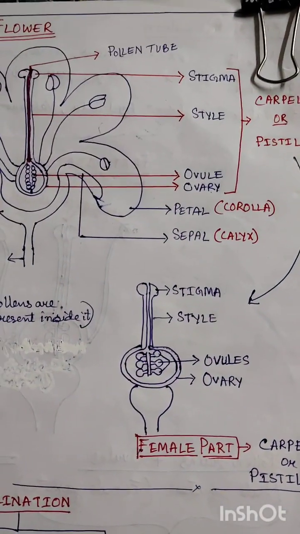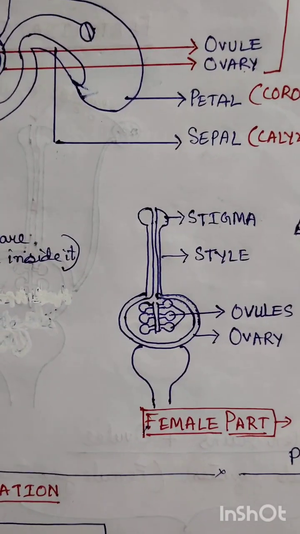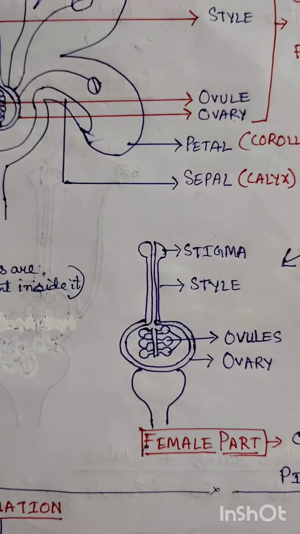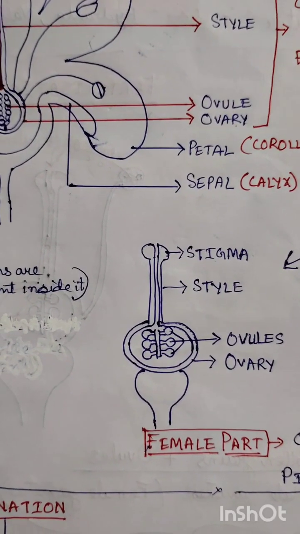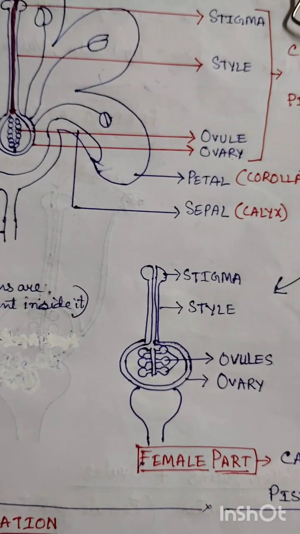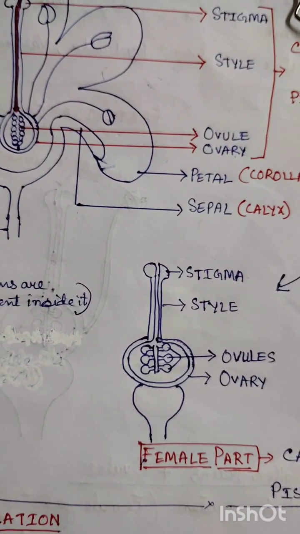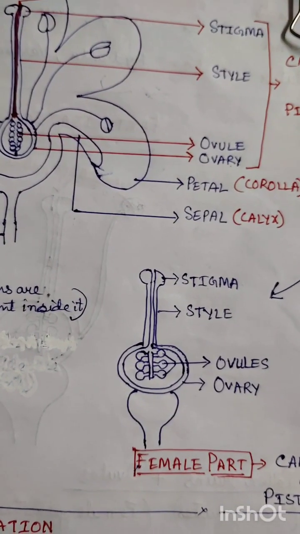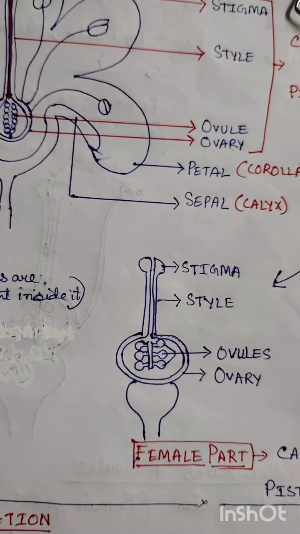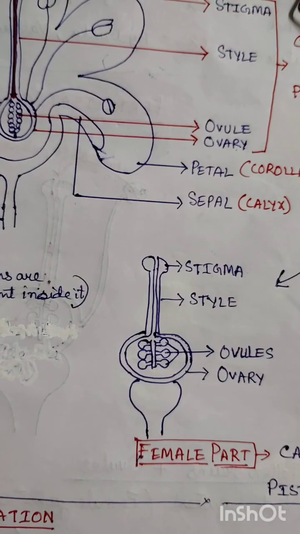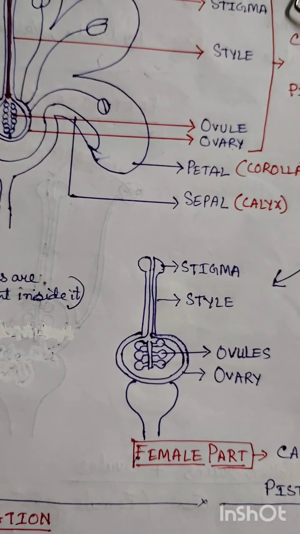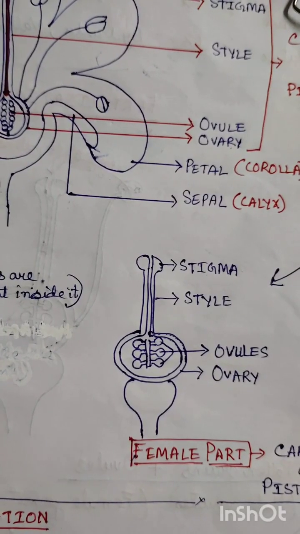Okay, inside the style, see the diagram, there is a small narrow passage through which pollen enters into the ovary. That portion we will discuss in the fertilization topic. Now you can see that the style ends in a knob-like part called stigma. The stigma serves as a landing place for pollen during pollination. So this is the function of the stigma.